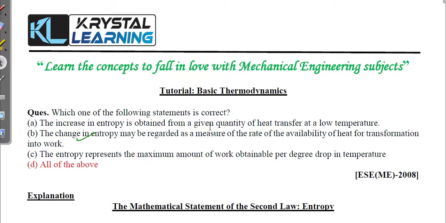Let's see the question. The question says, which one of the following is correct? The increase in entropy is obtained from given quantity of heat transfer at low temperature. Second, the change in entropy may be regarded as a measure of the rate of availability of heat for transformation into work. Third, the entropy represents the maximum amount of work obtainable per degree drop in temperature. And final is all of the above. So correct answer is all of the above. And the question was asked in Engineering Services Examination Mechanical 2008.